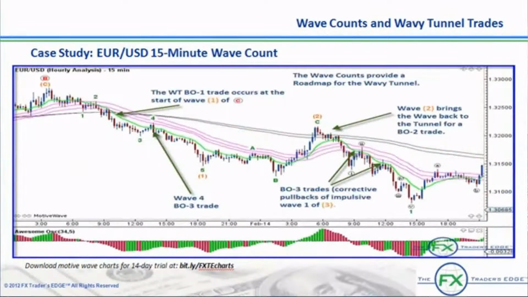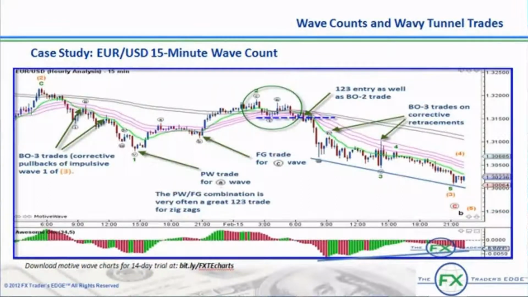On this 15-minute chart, we have an earlier breakout 1 trade occurring at the start of wave 1 of C. Wave 4 provides a breakout 3 trade opportunity. Moving along, the wave 2 brings the wave back to the tunnel for a breakout 2 trade. During wave 3, which we will also pick up on the next slide, we have breakout 3 trades, which are corrective pullbacks of impulsive subwave 1 of 3.